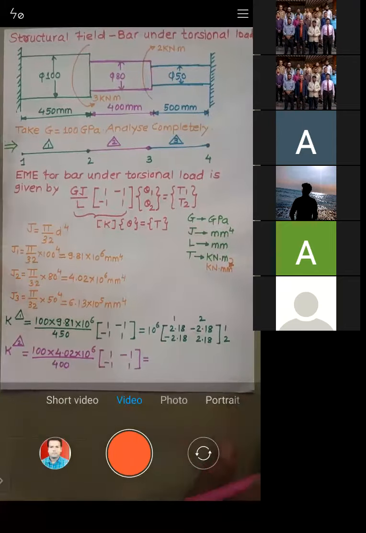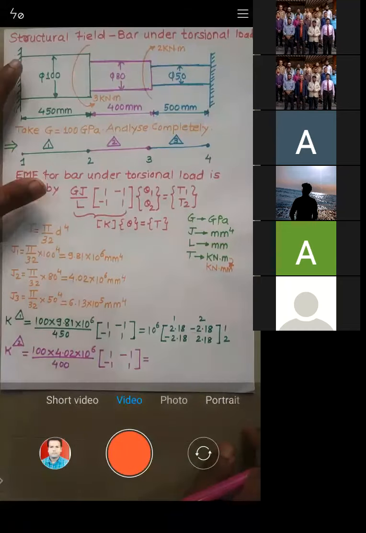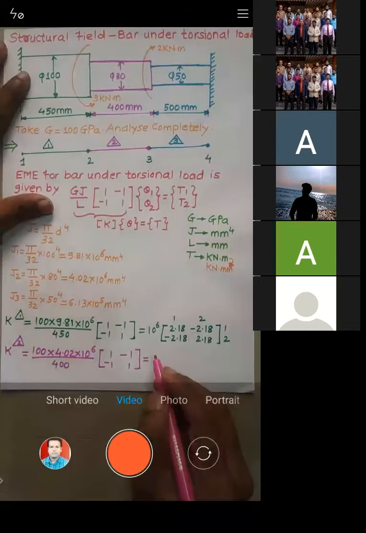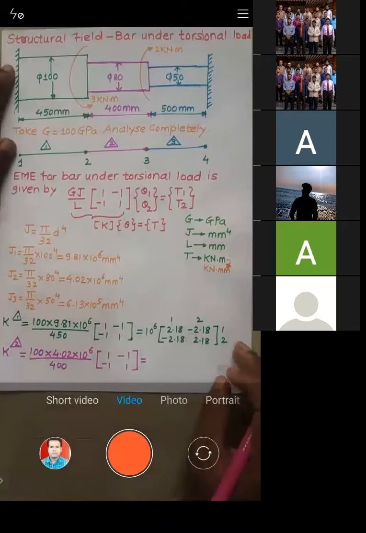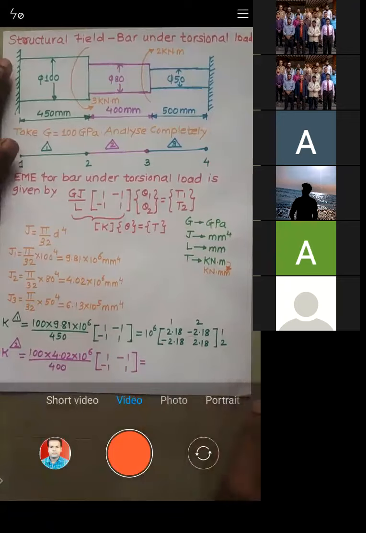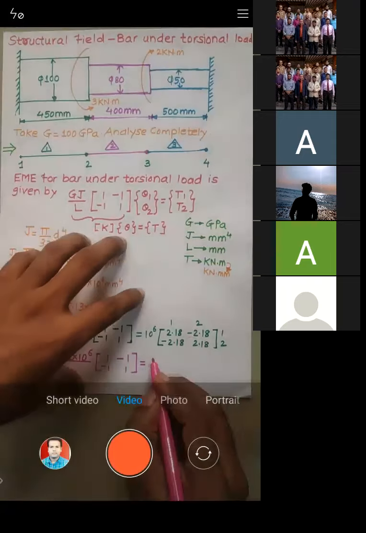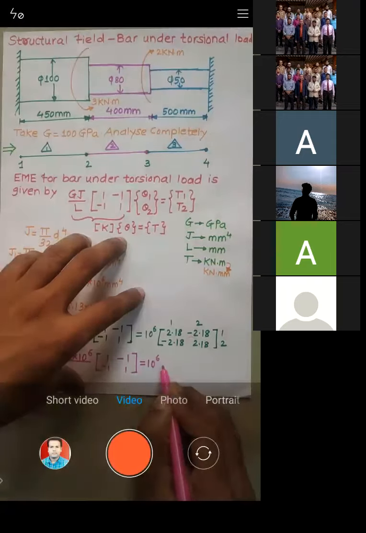1.0 into 10 raised to power 6. 1.08. Is that okay? Can you repeat that value? 1.0 into 10 raised to power 6. 1.0. So I will write down directly as 1.